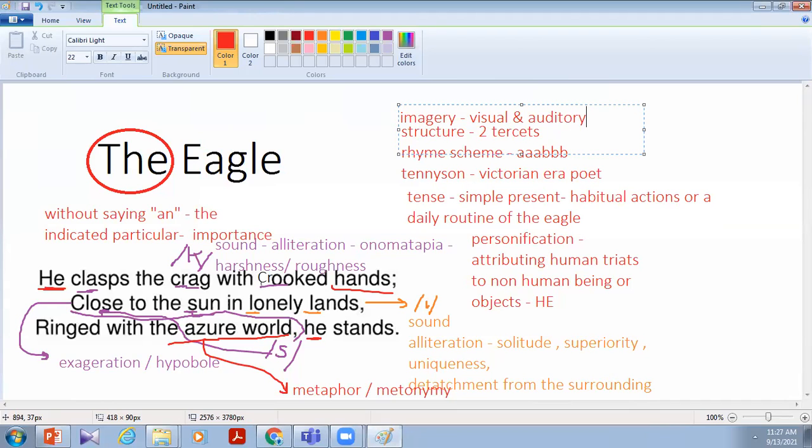There might be a few typing errors, right? So when I type fast, those things happen, don't worry, right? Imagery, it's visual and auditory. So there are many types of imagery, right?